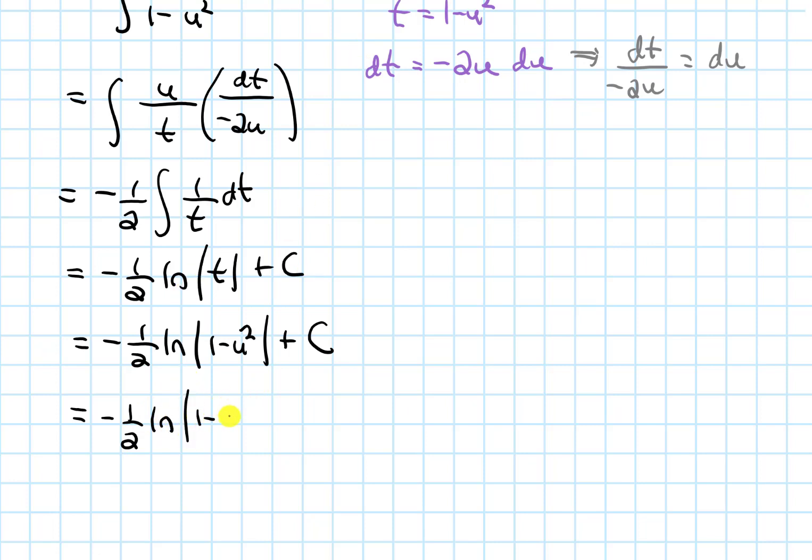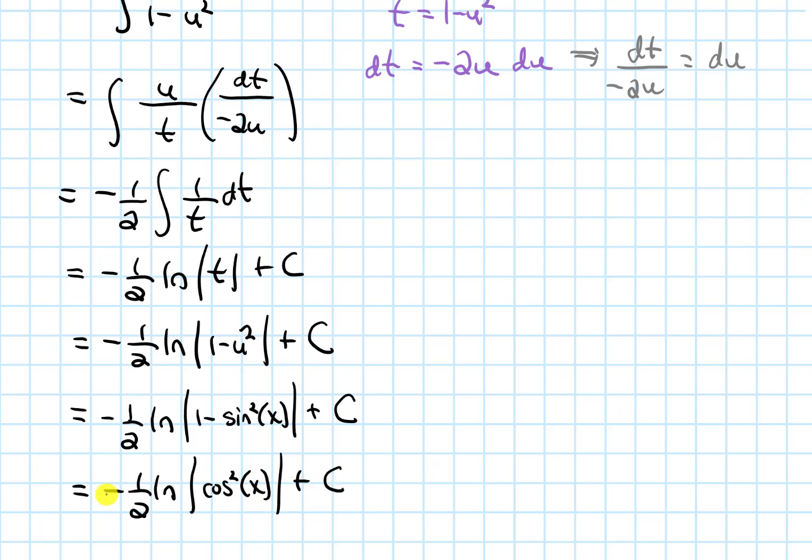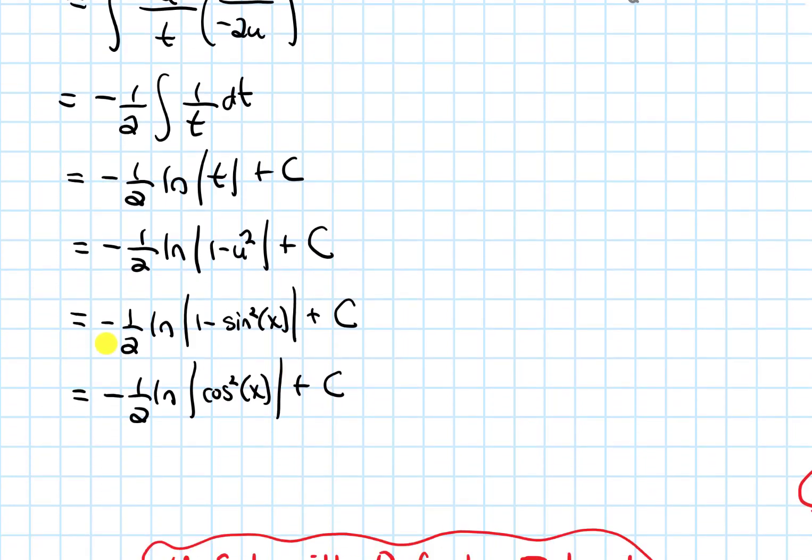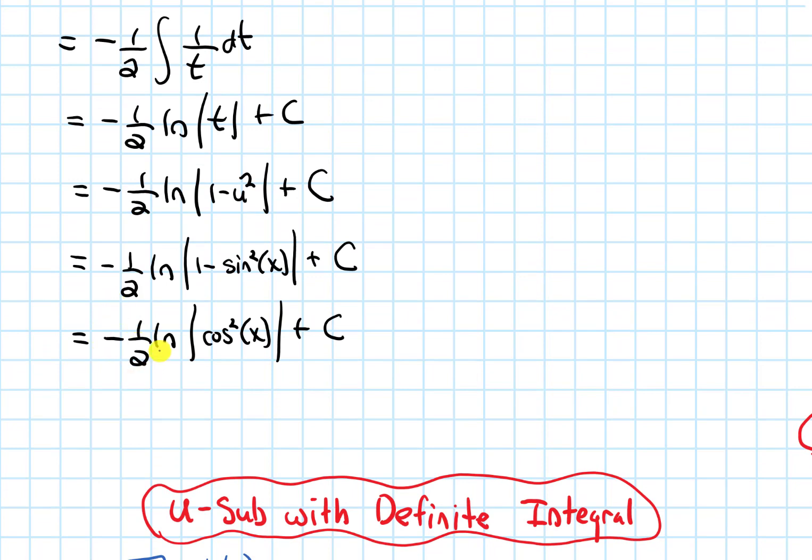So we get 1 minus sine squared x. Now if we use our trig identity, this is negative 1/2 ln absolute value of cosine squared x. Just like when we did the antiderivative the first way, I'm going to simplify this and bring this coefficient, the negative 1/2, inside as the power. So I'll get ln absolute value of cosine squared x, that whole thing to the negative 1/2 power, absolute value, plus c.